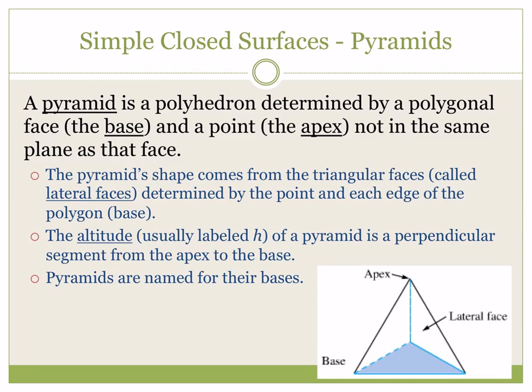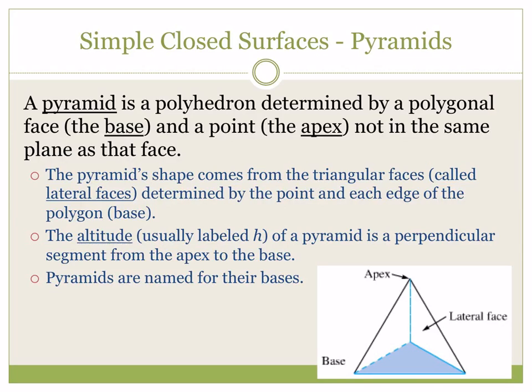Our next shape is pyramid. A pyramid is a polyhedron determined by a polygonal base and a point at the top called the apex. And the apex is not in the same plane as the face that's on the bottom. So it truly has to be above, or technically could be below if you think about your prism being sort of inverted upside down or something like that.